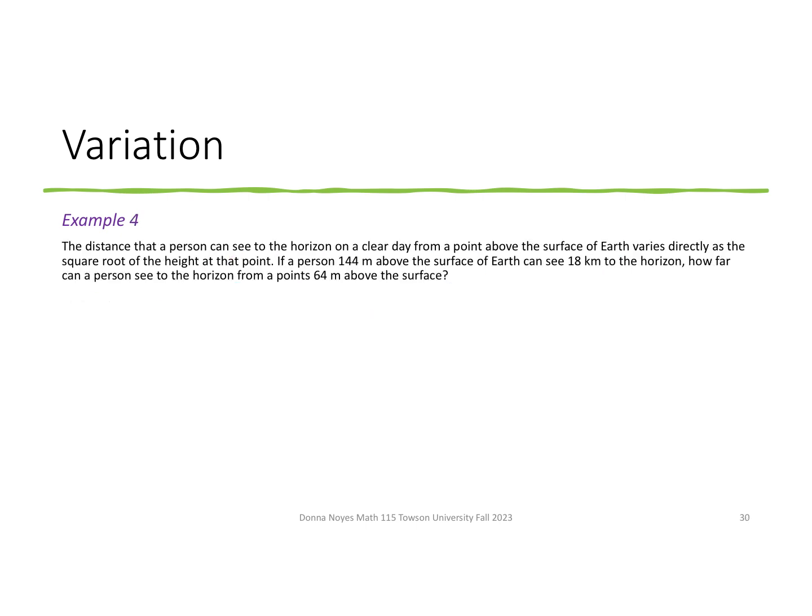Let's see what our last example has in store for us for this section. The distance that a person can see to the horizon on a clear day from a point above the surface of the earth varies directly as the square root of the height at that point. If a person is 144 meters above the surface of the earth and they can see 18 kilometers to the horizon, how far can a person see to the horizon from a point 64 meters above the surface?